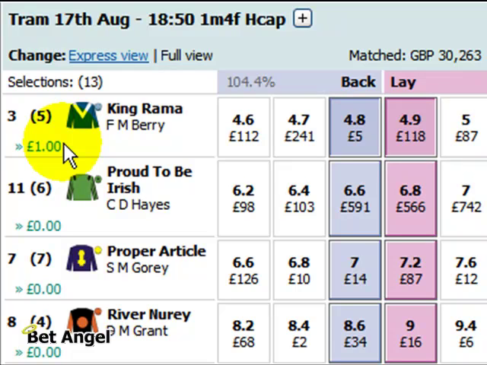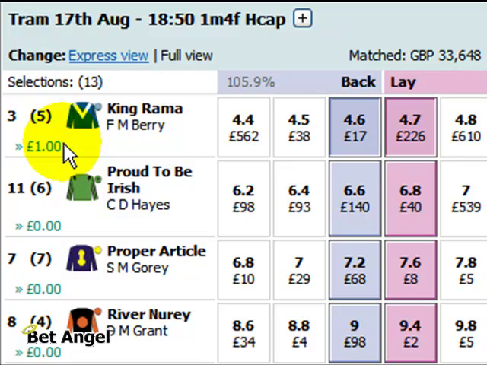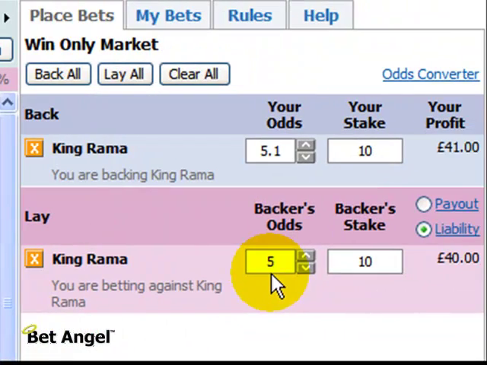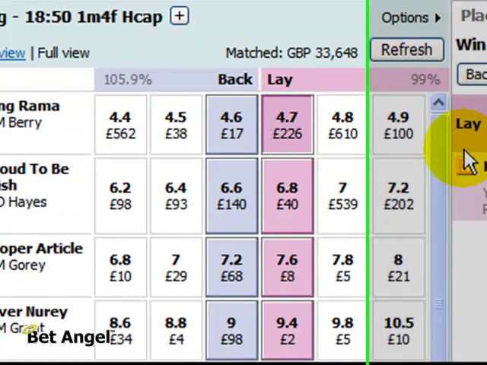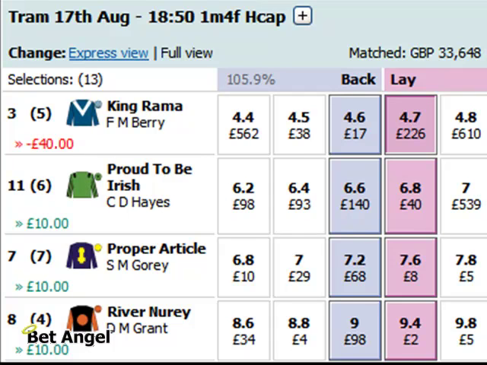So obviously the skill in trading is getting yourself to be in the right position to take advantage of any price movement. You can see in the brief time that I've been chatting about trading here, the prices moved to 4.6 and 4.7. So if you placed an order in the market here, our lay order would have been matched, but our back order wouldn't have been. And as a consequence, this is what your P&L would look like. You have the risk of losing £40 on King Rama.